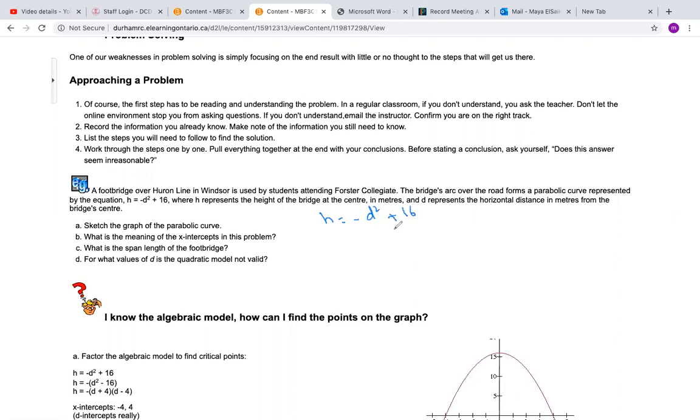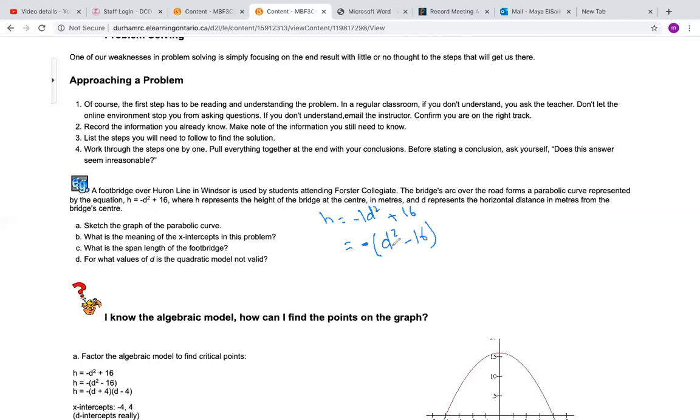To factor this, there are different steps that we need to do. There's common factoring, where you always ask yourself as the first question, can I do a common factor? In this case, it's going to be a negative 1, because you see that negative in front of the d squared. I don't want that, so I want to factor a negative 1 out. Then I'll have d squared minus 16 left.